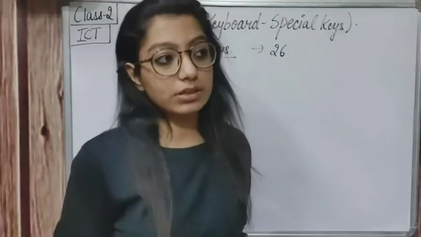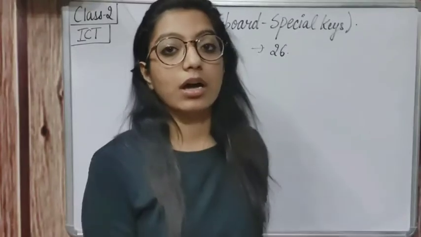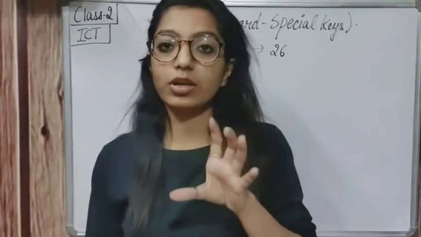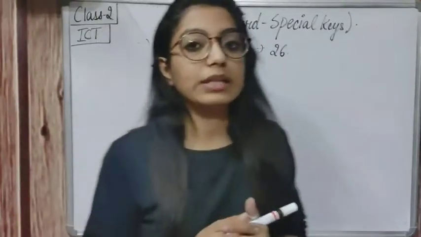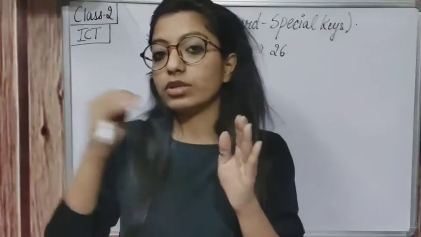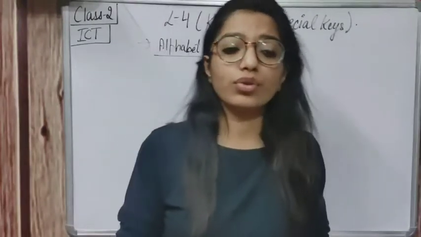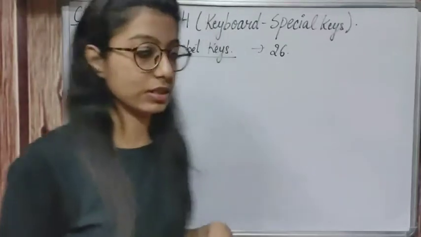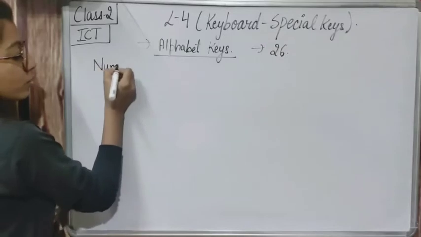Total A to Z all alphabets are there, and all the alphabets are not in the proper order, they are just shuffled. And I also told you about the rows, that there are 3 rows in total, and which words are in which row. So I told you about that. So in this session I will be telling you about the numeric keys. After the alphabet keys we will be learning about the numeric keys.